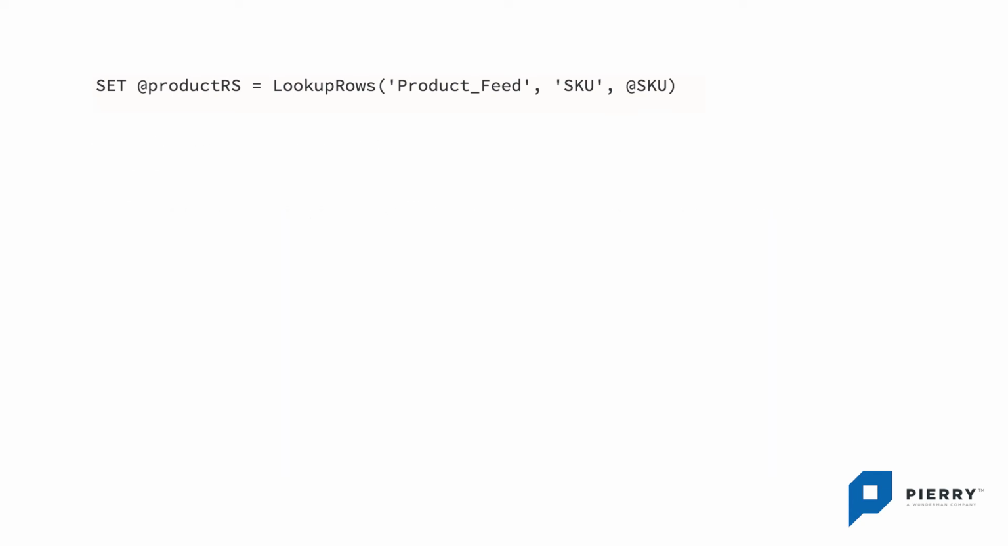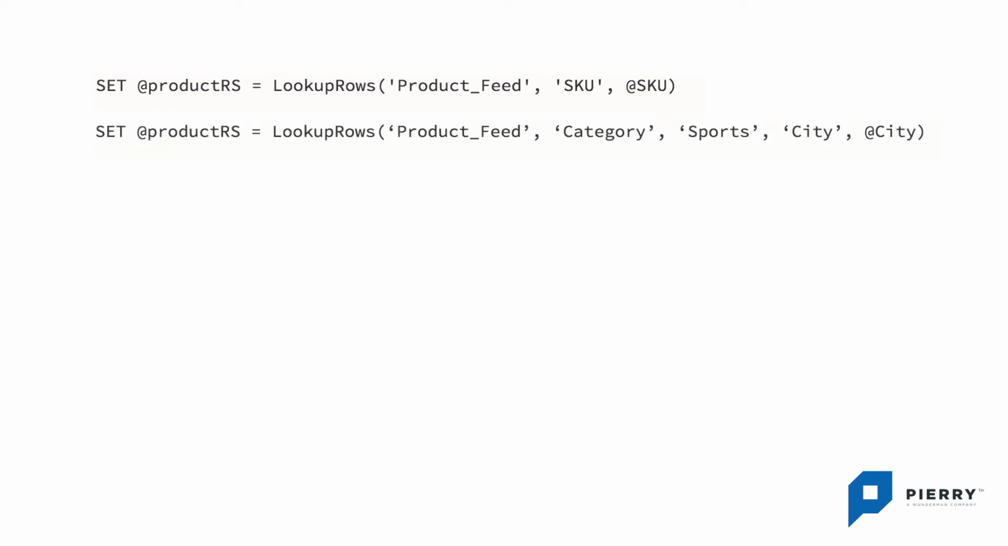If SKU wasn't a primary key, or you didn't have the SKU number to compare, you could build out your where clause with additional pairs of data, as long as they were contained in pairs. The where clause can't use logic, so you can't do things like return rows where the price is greater than $5, for example. You can only narrow down the results on specific values. Here's an example. Set product rs equals lookup rows, product feed, category, sports, city, @city. Telling the system to return all rows where the category is sports and the city is equal to whatever is stored in the city variable.